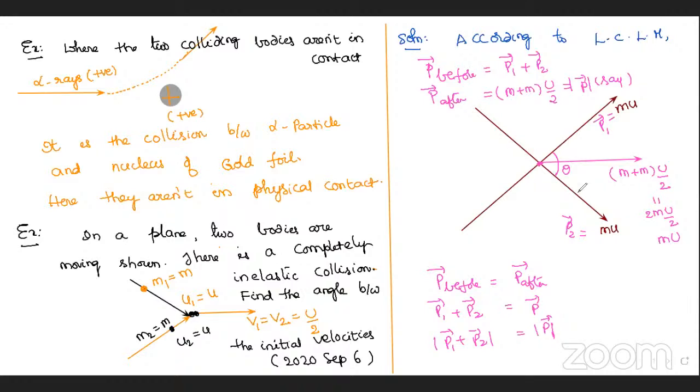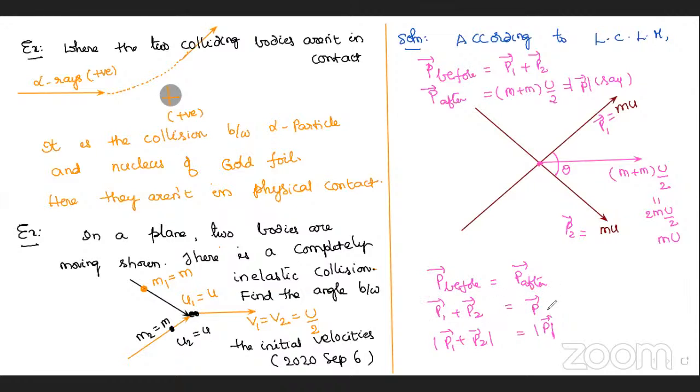Total linear momentum before is P1 bar plus P2 bar. This is the total linear momentum before. After the collision, they stick together and move commonly. So here the combined linear momentum, I take it as P bar. This I got from the law of conservation of linear momentum.